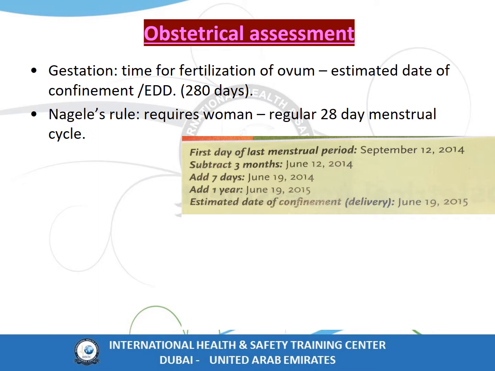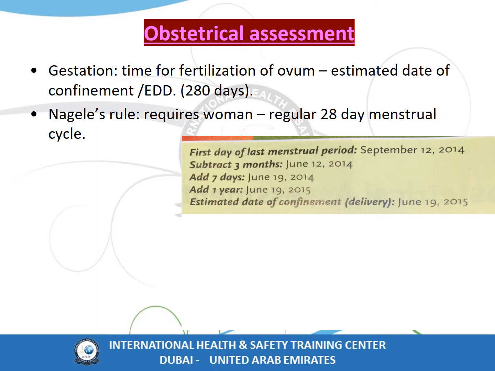Now, Naegele's rule is used for estimating the date of confinement. Use of Naegele's rule requires that the woman have a regular 28-day menstrual cycle. Subtract 3 months and add 7 days to the first day of the last menstrual period, then add 1 year. Alternatively, add 7 days to the last menstrual period and count forward 9 months. This will give you the estimated date of delivery.